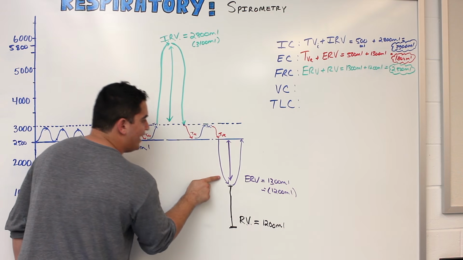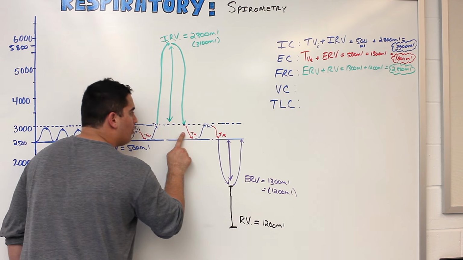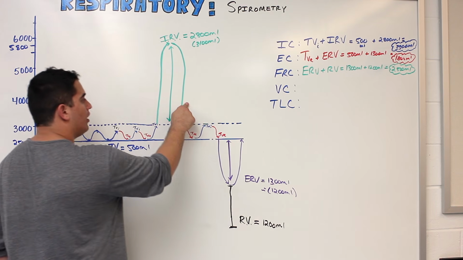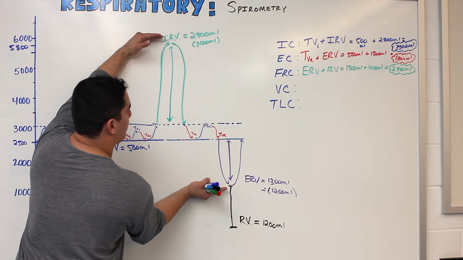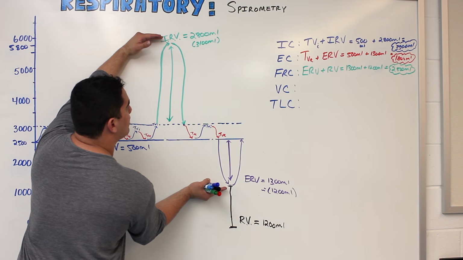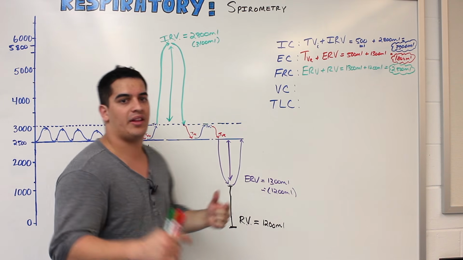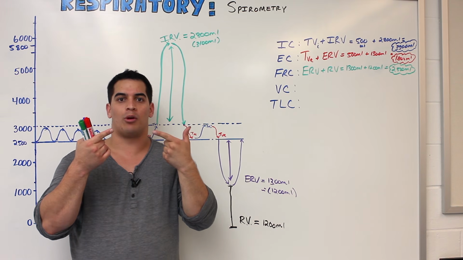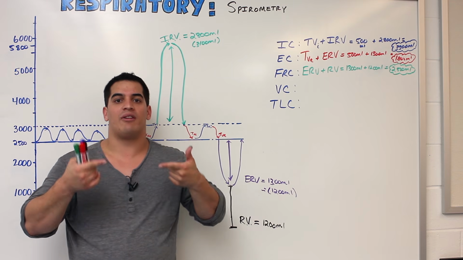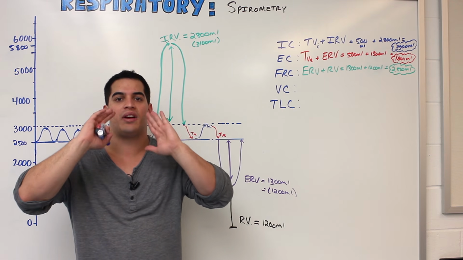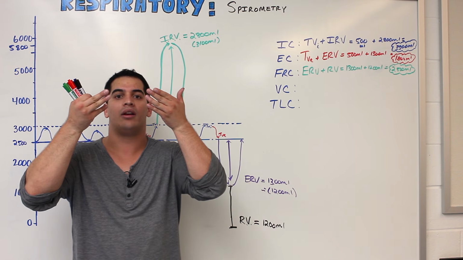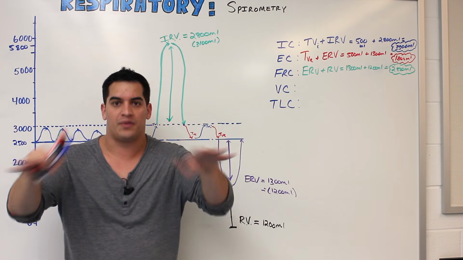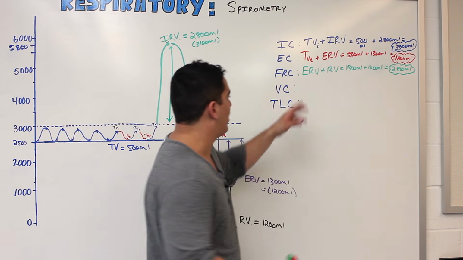So I have to add my ERV plus my tidal volume plus my IRV. So from this point to this point here, this whole span from the IRV all the way down to the ERV, that is my vital capacity. Because it's the amount of air that I can bring in normally during normal inspirations, plus the amount of air that I can forcefully inspire, and the amount of air that I can forcefully expire, right? So amount of air normally inspired, forcefully inspired, and forcefully expired. That is my vital capacity.